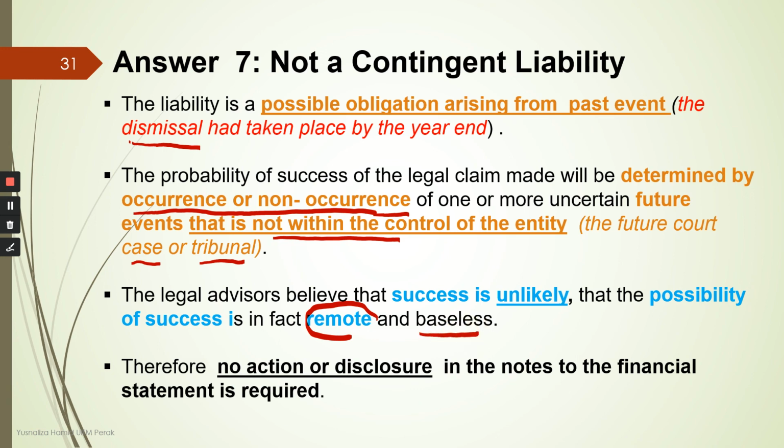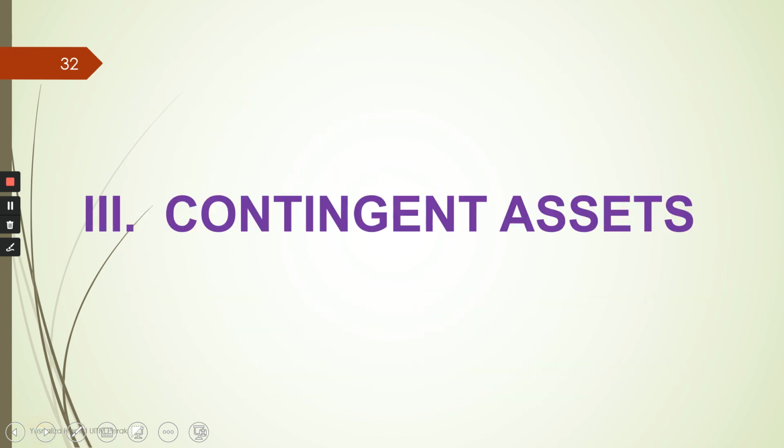Because of this, there is not even a disclosure needed, not even a contingent liability, right? No such thing. And therefore, no action should have been taken. No mention needed. Okay, that's it for our contingent liabilities.